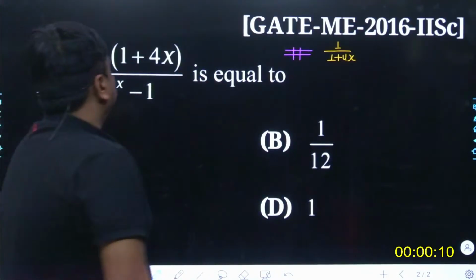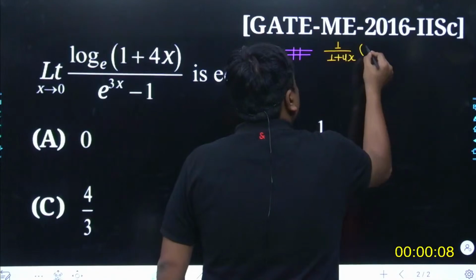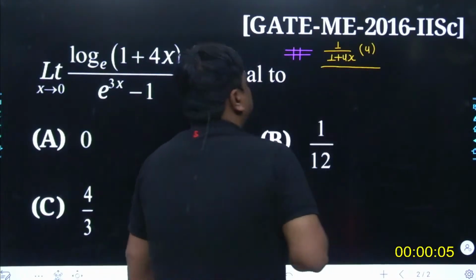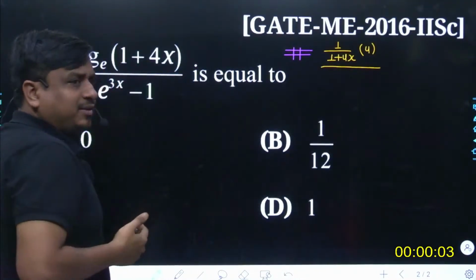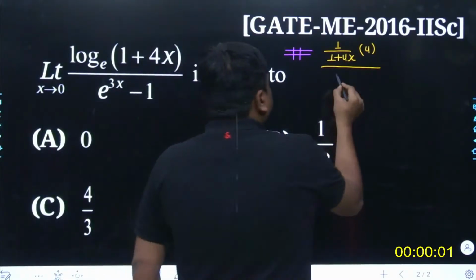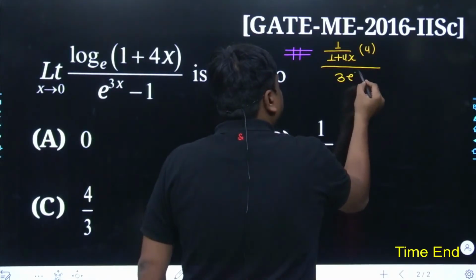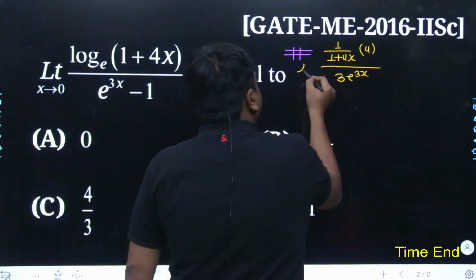And then we will take the differentiation of 1 plus 4x as well, and that would be 4 actually. Yes. And towards the denominator side also we will be taking the same fundamental. And here it goes 3 into e to the power of 3x. The differentiation of 1 is just 0.